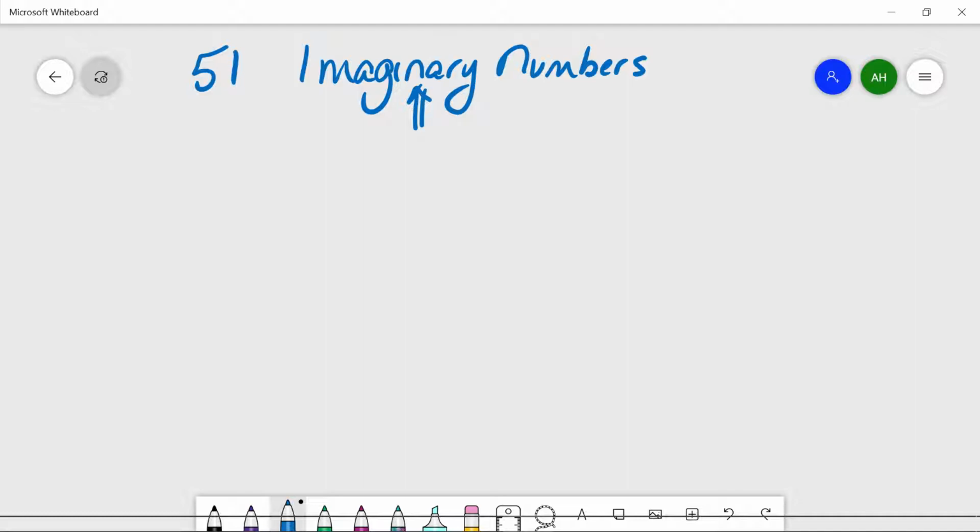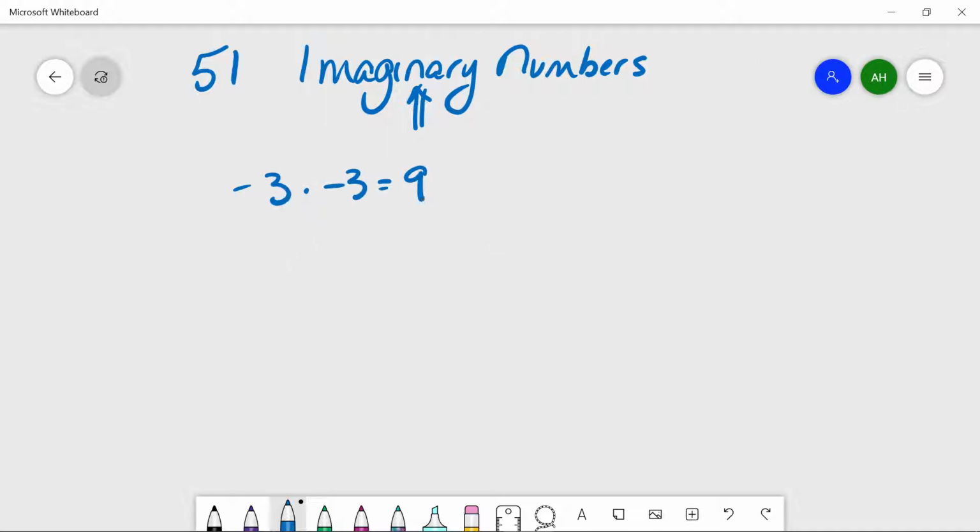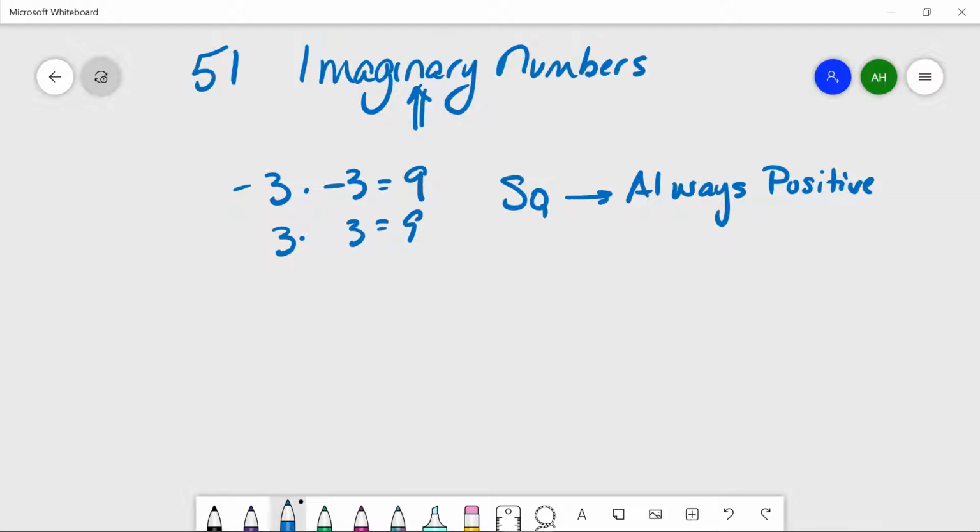Okay, let's think here. If I have -3 and I multiply it by -3, I'm going to get 9. If I take 3 times 3, I'm going to get 9. So when we square a number, we always get a positive answer. Whether we're squaring a negative number or not, we're always going to get a positive. So something squared is always going to be positive.